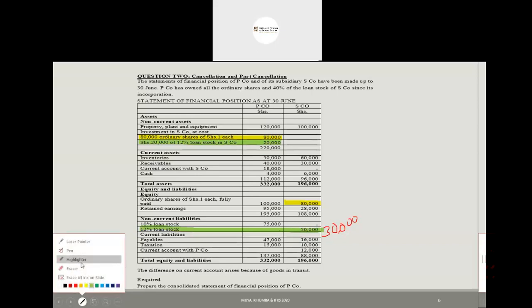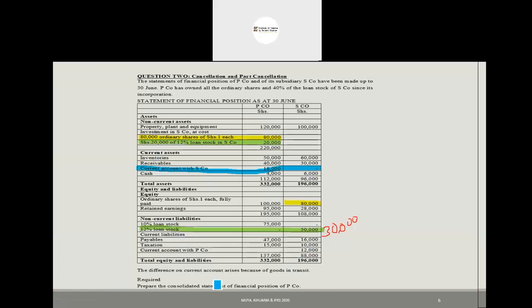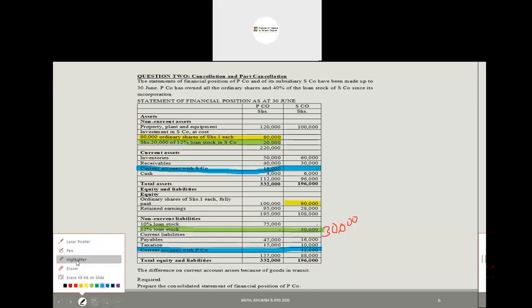The other amount that I want us to look at, that you'd have noted, is the current account with S and also the current account with B company. This figure here, current account with S, should cancel out with this figure here, current account with P. But you notice we'll end up with part cancellation, and there'll be a remaining amount of 6,000, which will represent what we refer to as goods in transit.